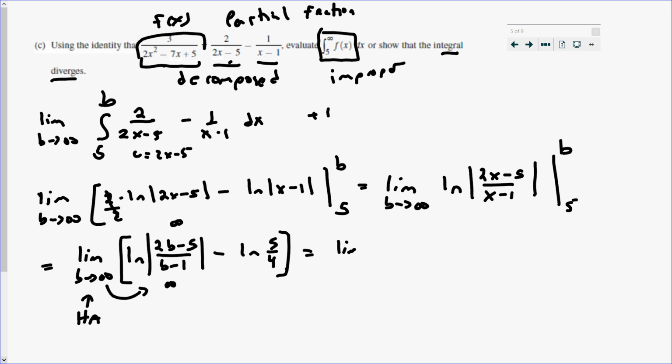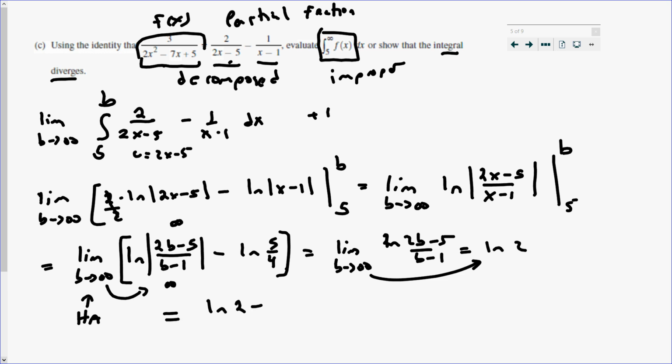We're going to get the limit as b goes to infinity of the natural log of (2b minus 5) over (b minus 1). That just becomes the natural log of 2. That's just one of our properties from the beginning of the year with limits. So I can write this whole answer now as the natural log of 2 minus the natural log of 5 over 4. And again, don't box in your answers traditionally on the AP, but I just want to use that to clarify the difference in the answer.